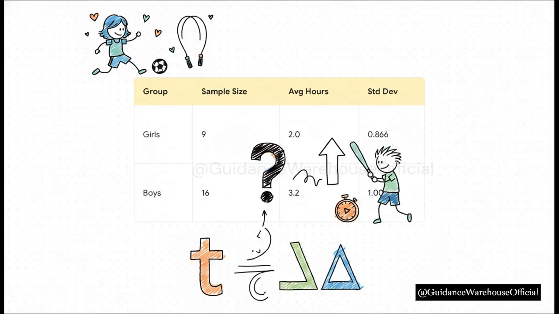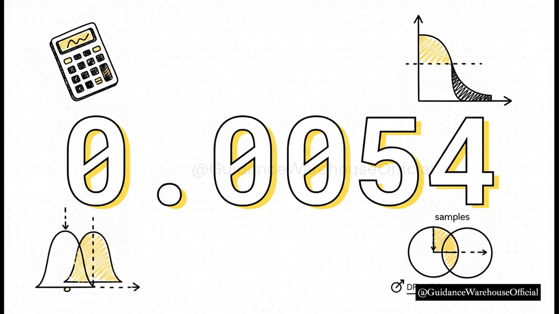And way more importantly, our true population standard deviations for all girls and all boys are completely unknown. This right here is the absolute perfect setup for the Aspin-Welch t-test. So we plug these numbers into our calculator using the 2-sample t-test function and making absolutely sure pooled is set to no. And boom, it gives us a p-value of 0.0054. It also lets us know our degrees of freedom are sitting at about 18.8.